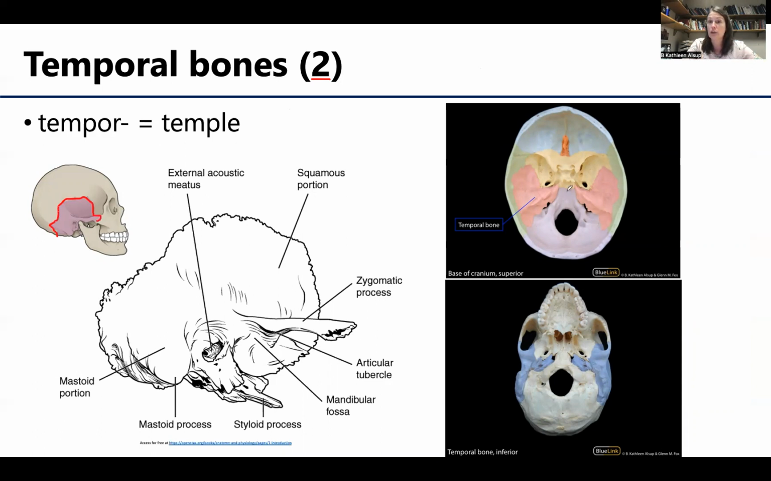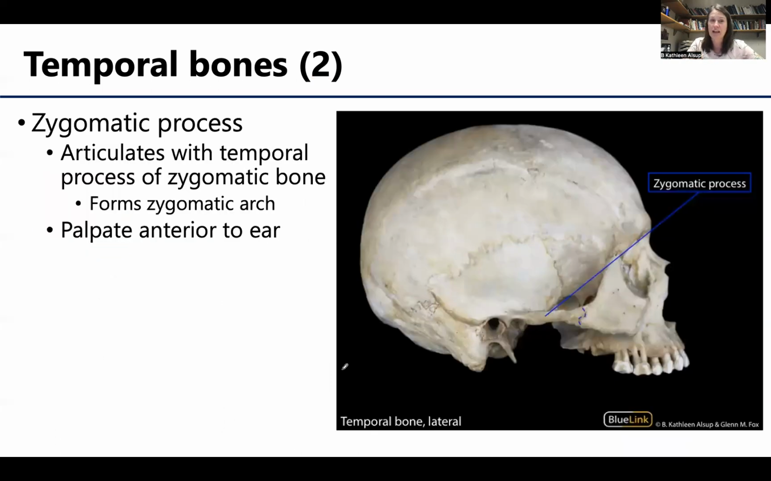You can also, if you're looking at this base of the cranium superior view, you can see it highlighted here in pink. These are the temporal bones. So you can see it here, and you can also see it from an inferior view. So a fairly large bone and a really complex bone. And there are quite a few structures here that I do want you to understand. So let's start talking about them.